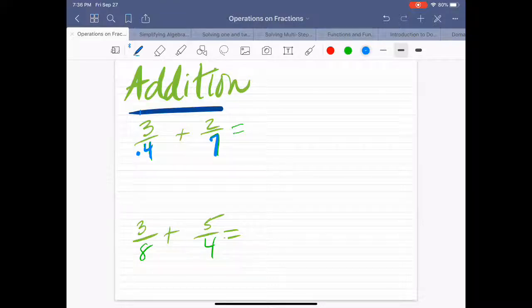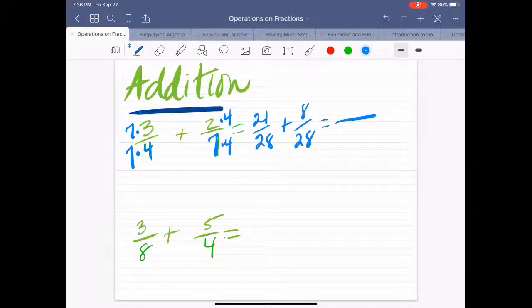To get a 28 with the first fraction, you multiply that 4 by 7. And remember, both top and bottom by 7. To make this 7 into a 28, you multiply by 4, and remember, top and bottom. So then you get 21 over 28 plus 8 over 28. Now that you have a common denominator, you're able to add your fractions. So 21 plus 8 is 29.